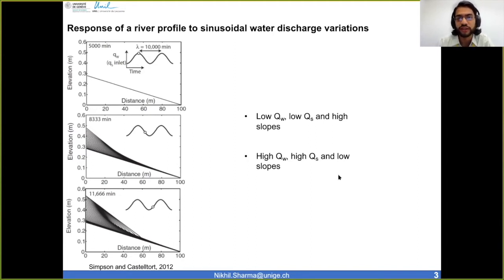So to summarize this, with low water discharge, low sediment supply, we have resulting higher slopes. In the other case, as we have high or increasing water discharge, there would be higher sediment supply, and we would expect lower slopes.